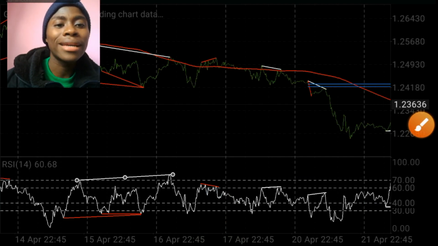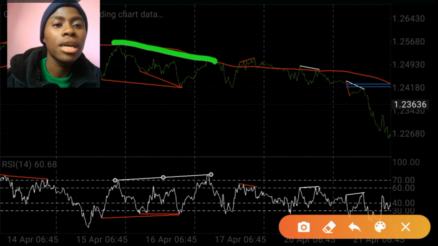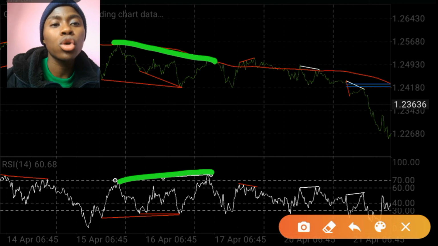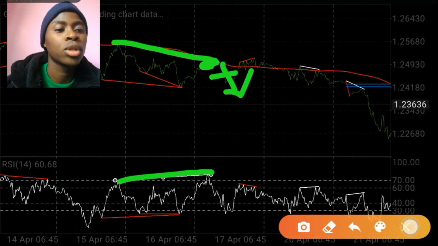Let me change that to a line. I love line chart, it's better. As you can see, we have another entry right here showing a continuation. This is a hidden divergence showing a continuation of the trend. Also, the market has come to the 200 moving average showing a markdown. So I enter there and then start trailing the stop loss. All right, that is it.